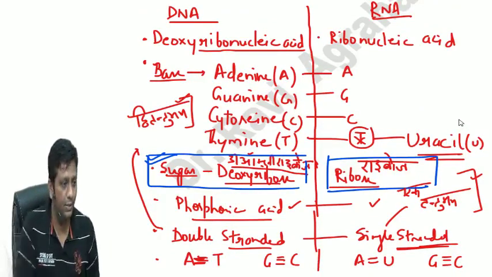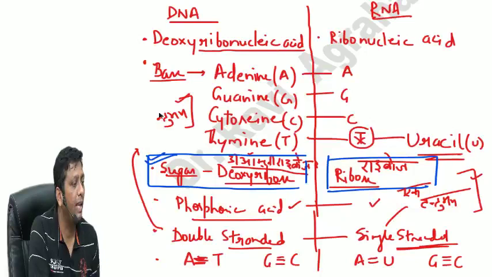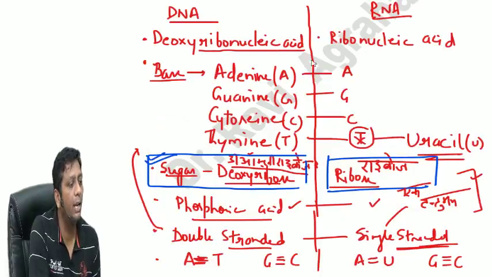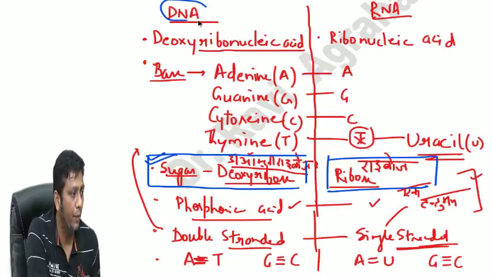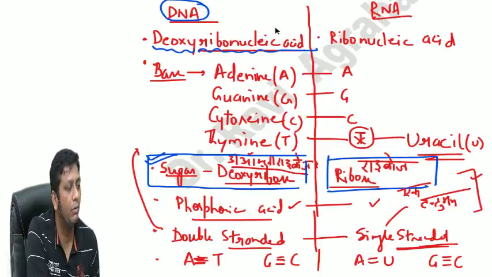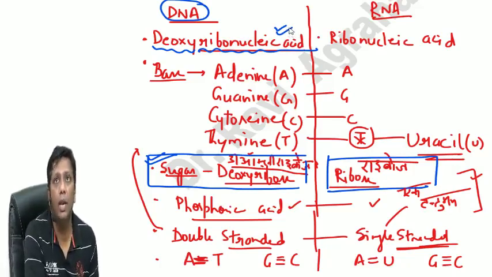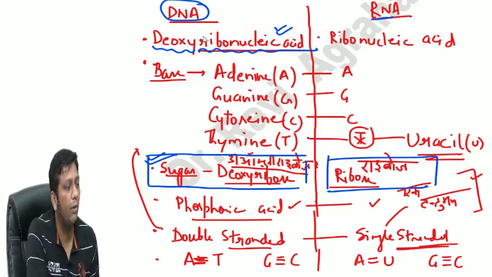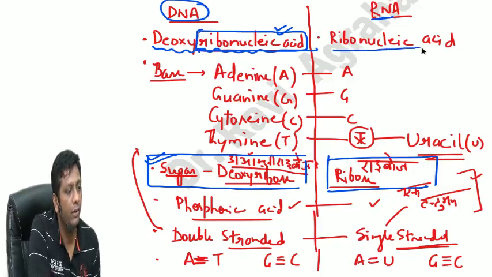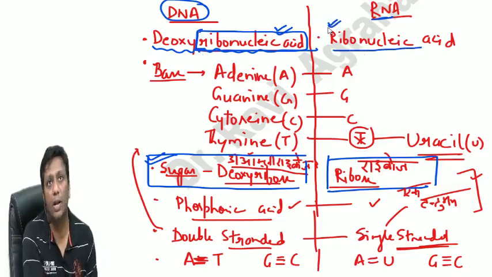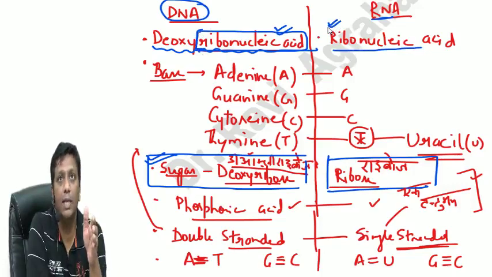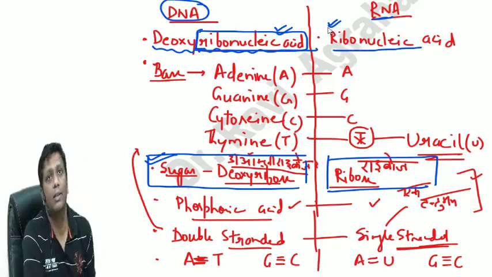So now we start. First, guys, what is the full form of DNA? The full form of DNA is deoxyribonucleic acid. What is the full form of RNA? Only this name you use, it will become the RNA name. What is RNA? Ribonucleic acid. So DNA is deoxyribonucleic acid, and RNA is ribonucleic acid.